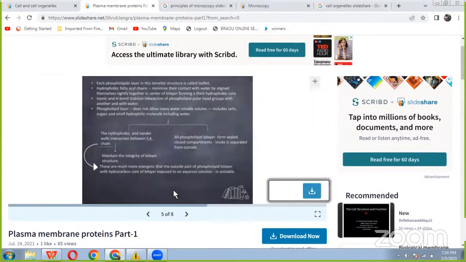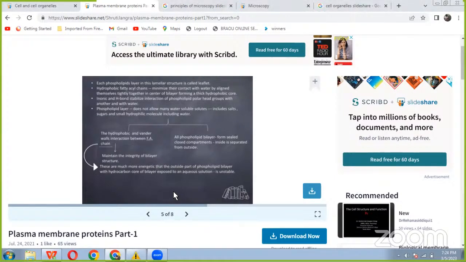Next one, each layer of the lamellar structure is also called the leaflet. Each phospholipid structure is lamellar. Lamellar is also called the leaflet. Hydrophobic fatty acid chains minimize their contact with the water by aligning themselves together in the center of the bilayer, forming a thick hydrophobic core. Next one, ionic and hydrogen bonds stabilize the interaction of the phospholipid polar groups with one another and with the water.